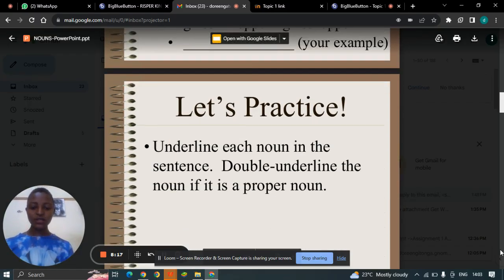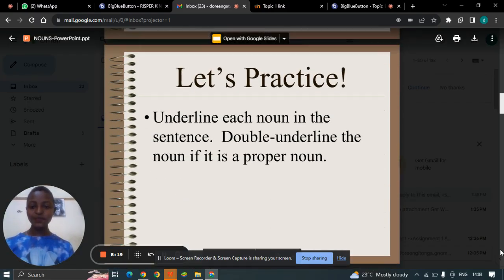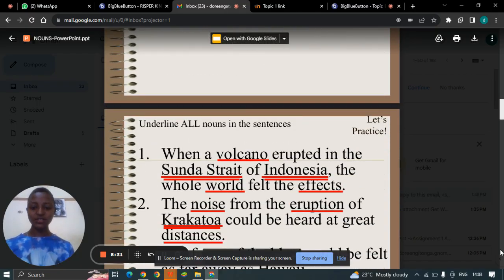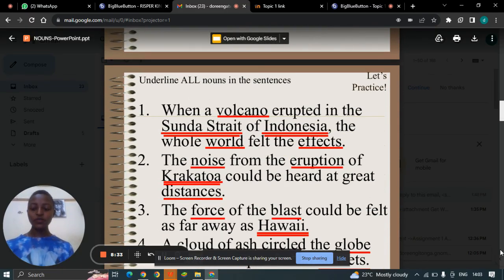So I would like us to practice. Underline each noun in the sentences, double line the noun if it is a proper noun. So underline all nouns in this sentence. For example, we are talking about the proper noun. So you have: when a volcano erupted in the Sunda Strait in Indonesia, the whole world felt the effects.